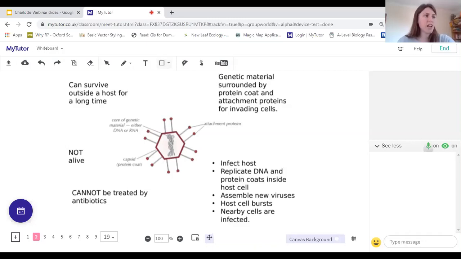If viruses aren't alive, how do they mutate? So they still have genetic material, so they can still have mutations in their genetic material. Difference between virus and disease. So virus is the thing that causes the disease. So the virus is the pathogen, and the disease is, I suppose, the symptoms or the condition, like measles. That would be the disease.